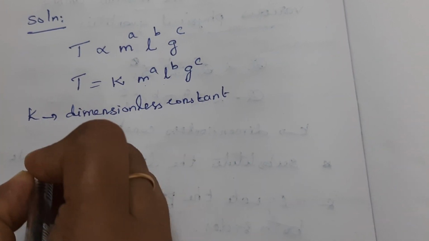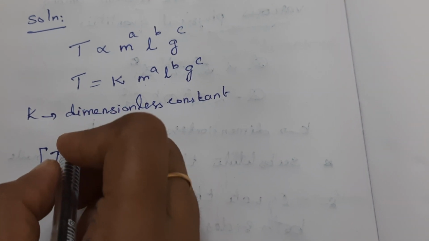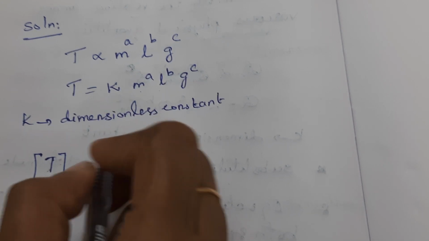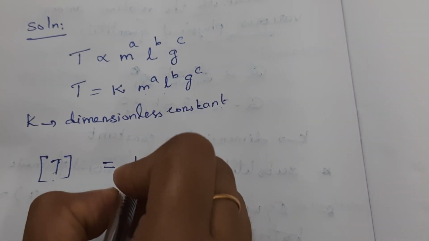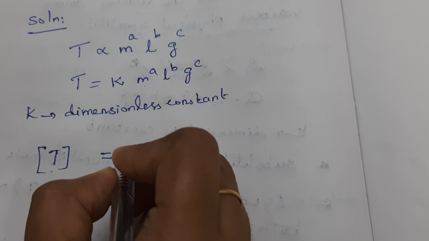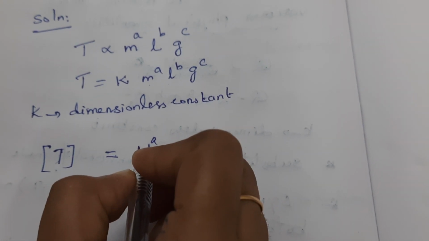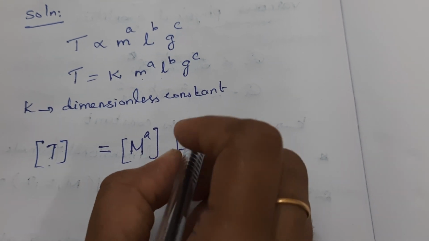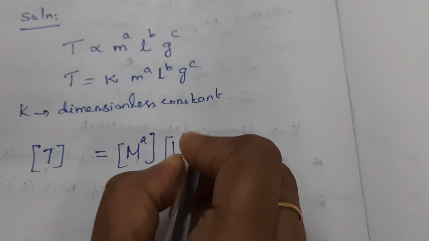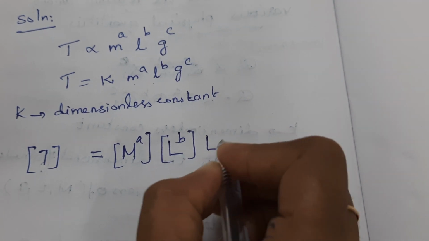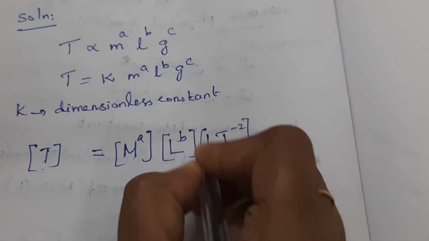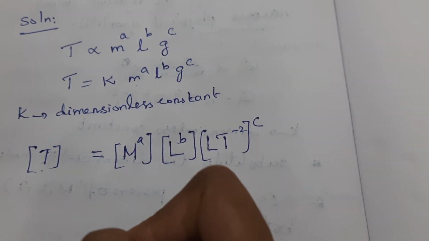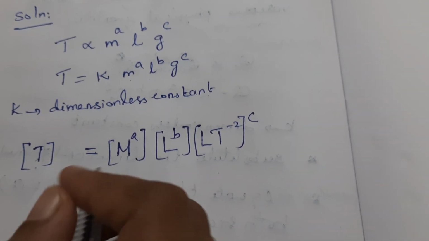For time it is T. So T equal to. k has no dimension, so no dimensional formula. For m it is capital M, so M power a. L capital L, L power b. g is LT power minus 2, the whole power c. Okay. Now we can rewrite this equation like this.